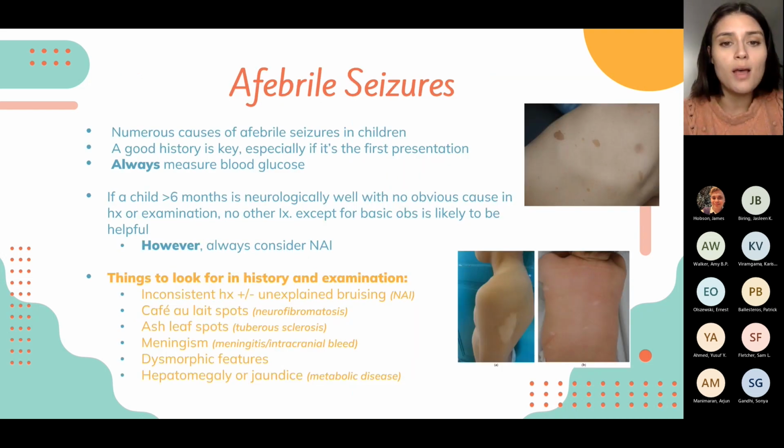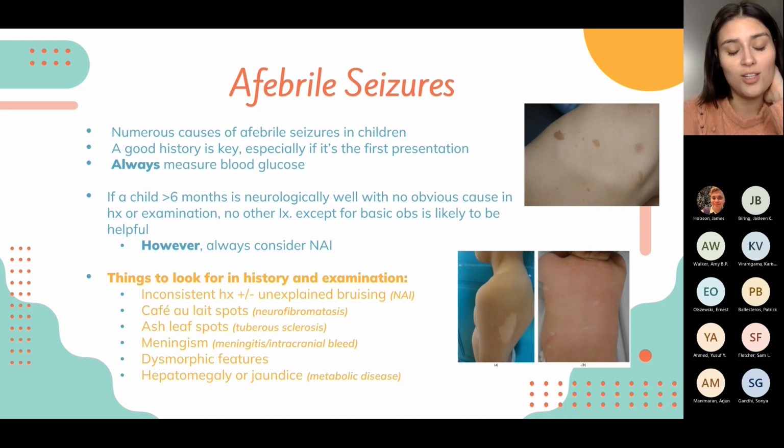So seizures that aren't febrile in children can have a variety of causes as well. So again, history is absolutely key, especially if this is the first time. Always measure that blood glucose. If they're older than 6 months and they seem neurologically well, and there's no obvious cause that you can find for the seizure, then don't bother doing any other investigations. Also, that's what the guidelines say.